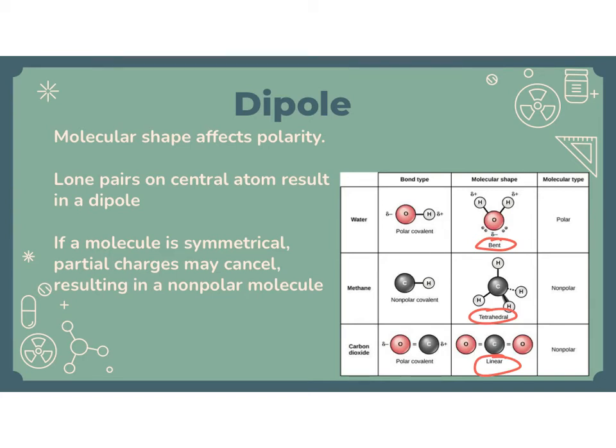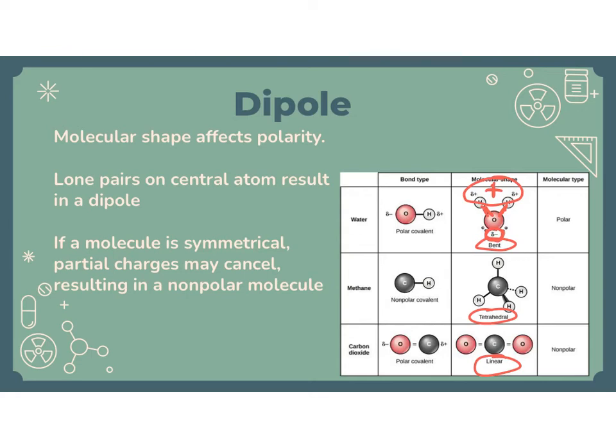All right, since the atoms of the molecule do not share electrons equally, like in the case of water here, we end up with a negative end where the oxygen is and a positive end where the hydrogens are. It's got a plus and a minus end to it.